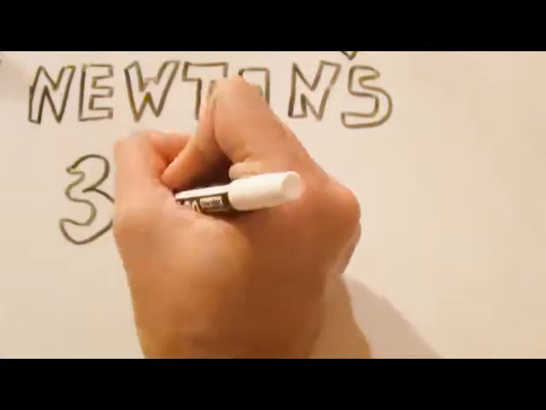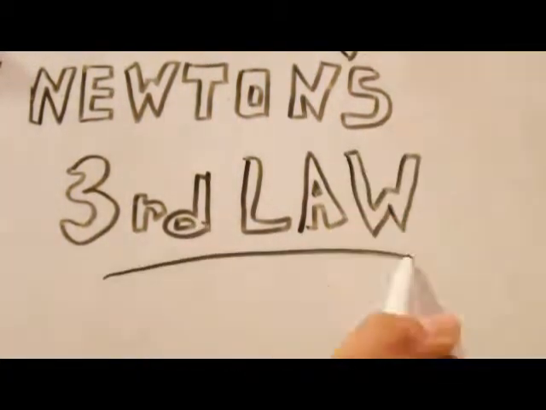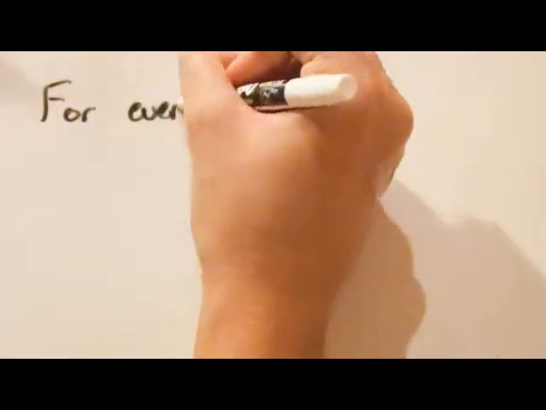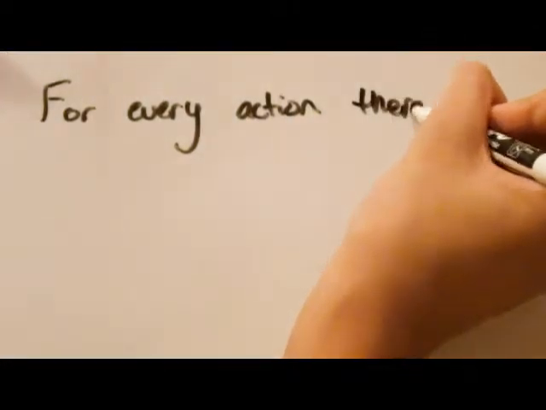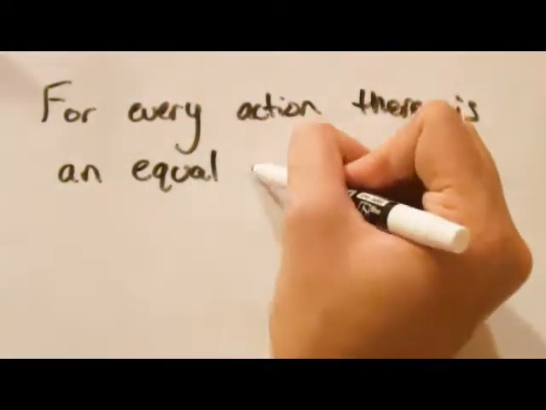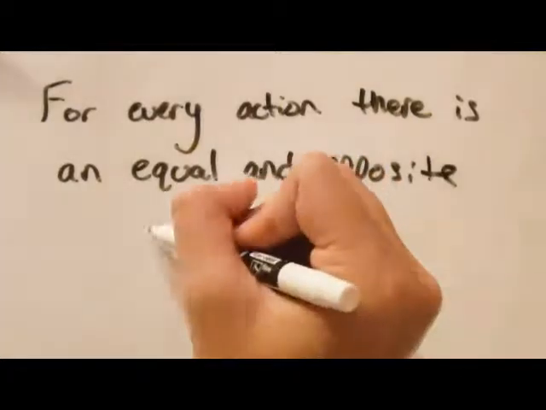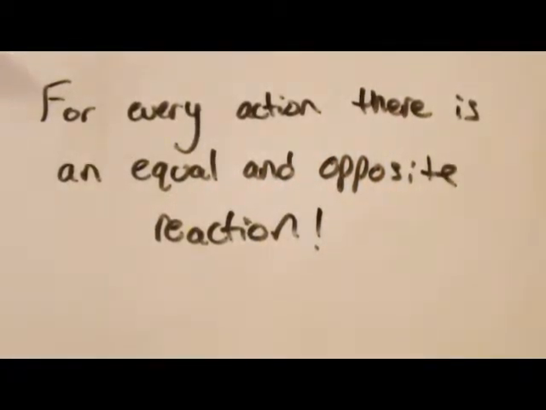Formally stated, Newton's third law is, for every action, there is an equal and opposite reaction. The statement means that in every interaction, there is a pair of forces acting on two interacting objects. The size of the forces on the first object equals the size of the forces on the second object.